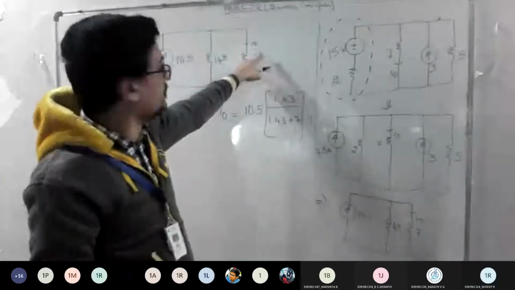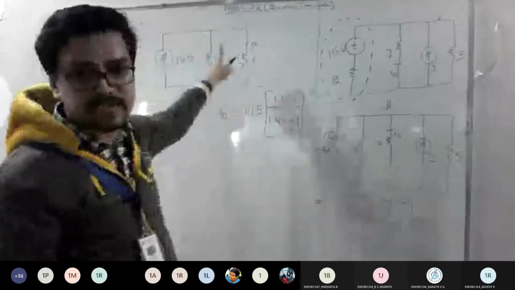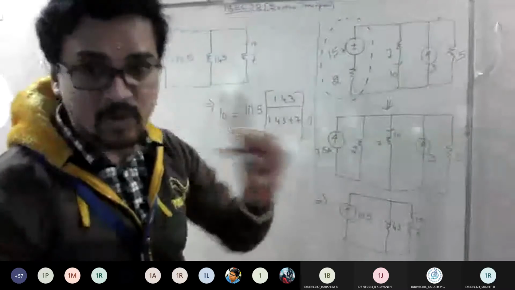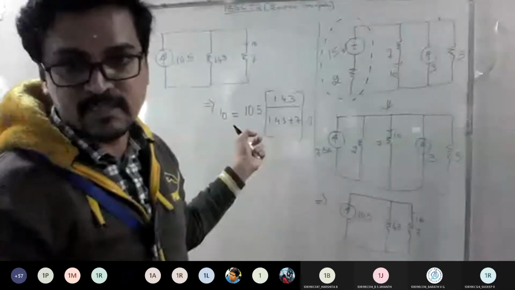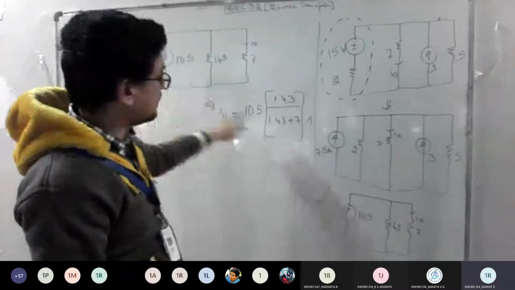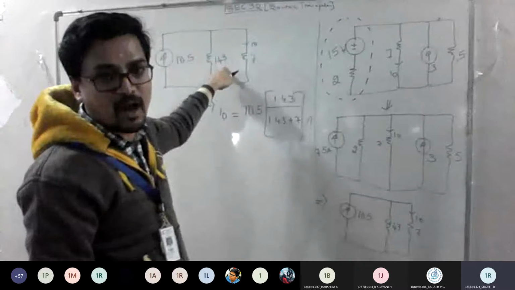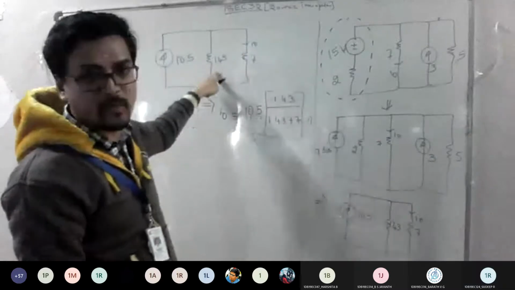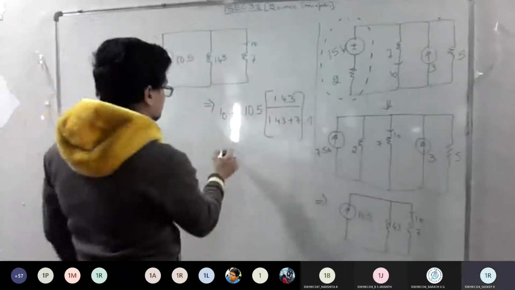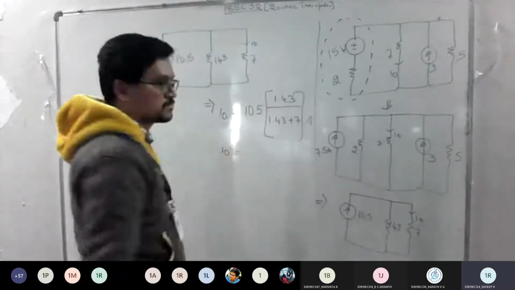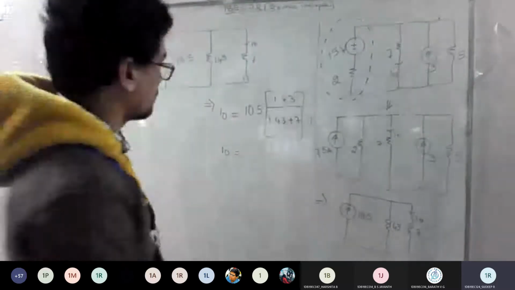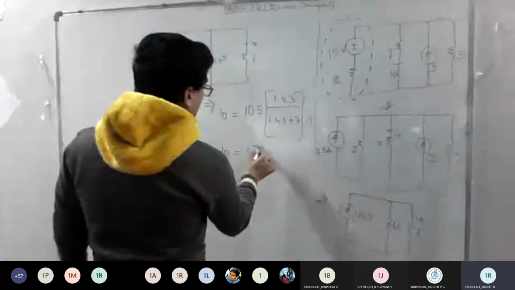See, you can apply the branch current formula only when you find such a thing in the network. There should be only one main current and one branch current. Then only you can apply this formula, not more than this. So be alert. Branch current says main current into opposite resistor, which is 1.43, divided by the sum of these two. What's the answer? How much? 1.78, sir. Good. 1.78 amp.